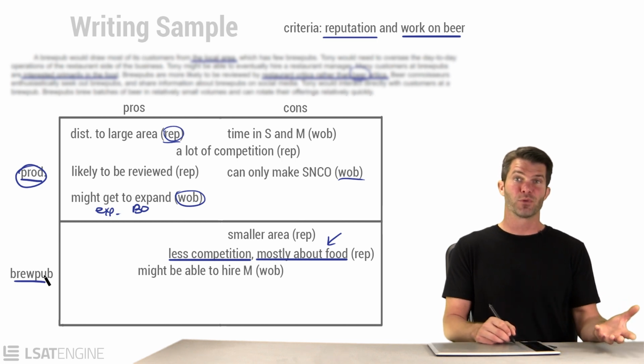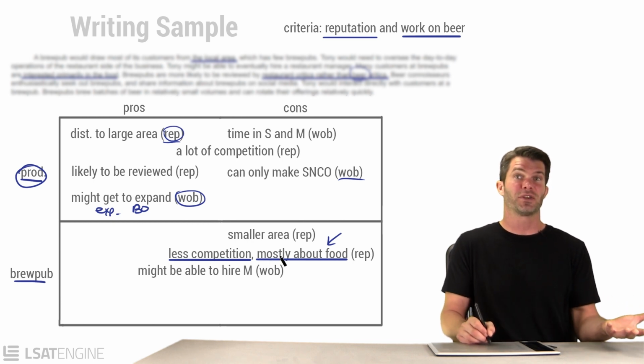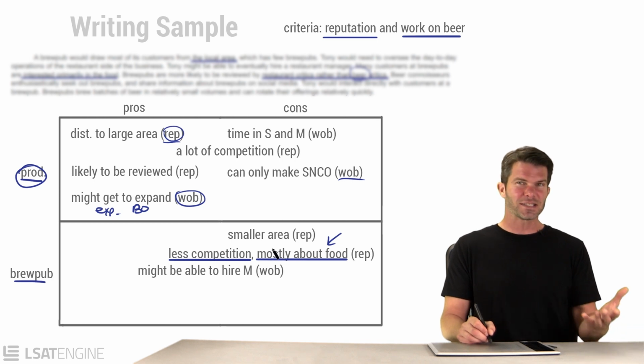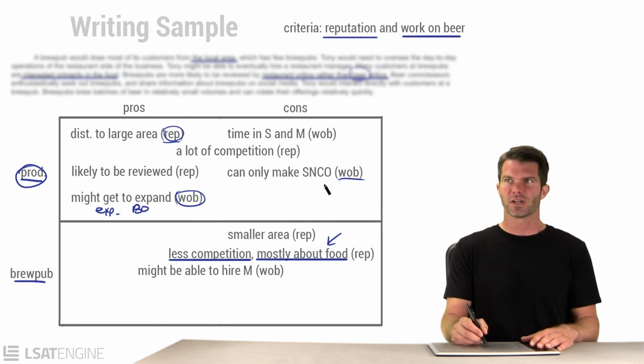But if you were advocating the brew pub, you'd say, but there isn't a lot of competition. And so even though more of the critics are going to be restaurant critics, there's still a good chance that he could get some beer critics, right? That's the right force to put on that. There's a good chance that he could get some beer critics through the door.